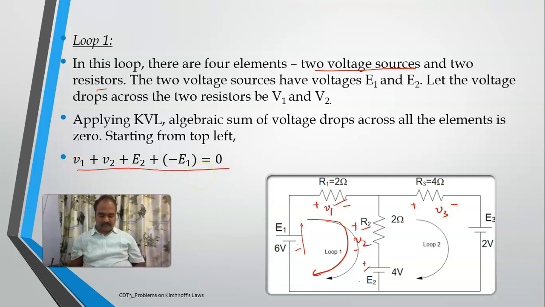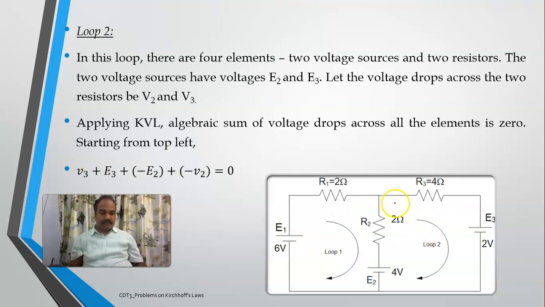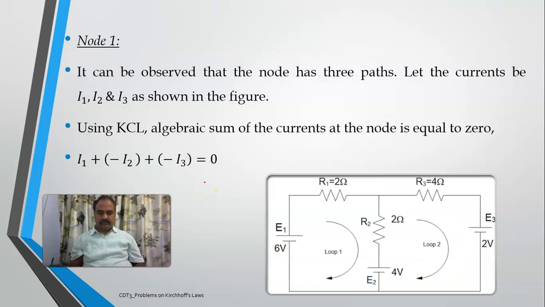This is the equation. Whereas for loop 2, right? So here, this is plus to minus, this is also plus to minus, but here it is minus to plus, here also it is minus to plus. So these two will become positive, these two will become negative. V3 plus E3, E2 and V2 will be taken as negative. Understood? And next, node 1 or node A, or I'll take it as node 1.